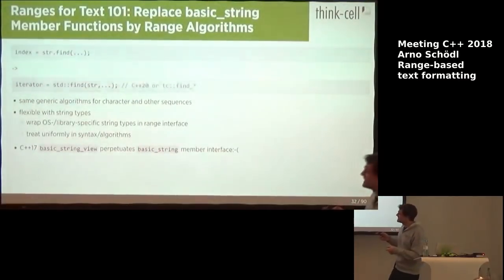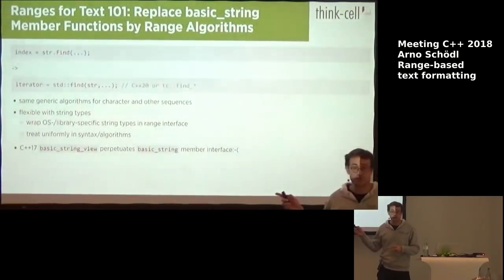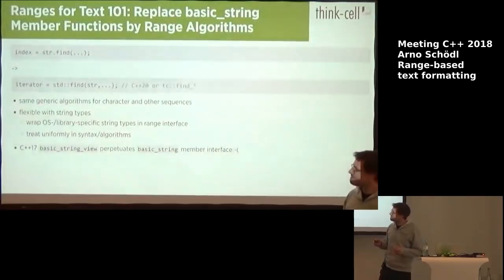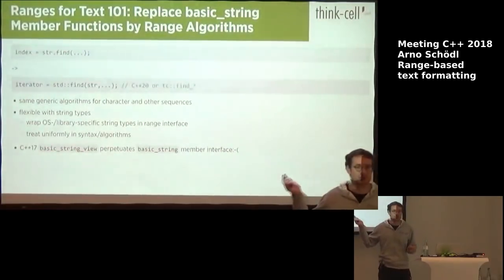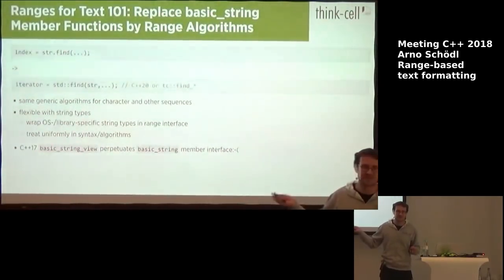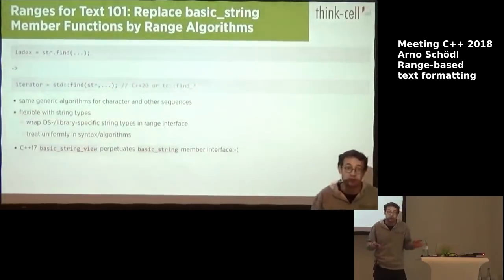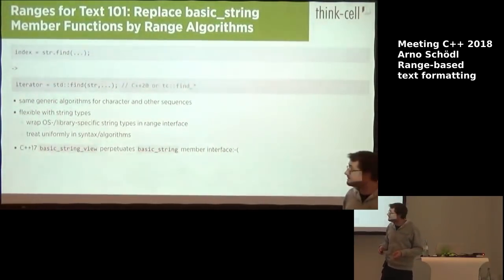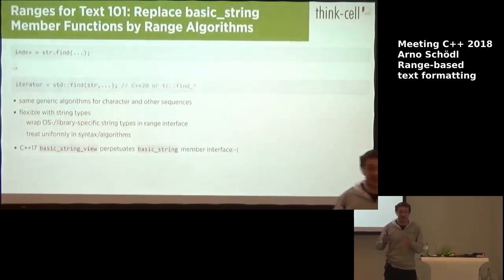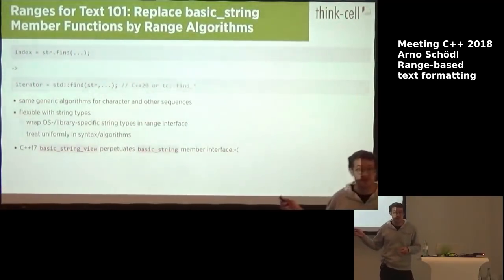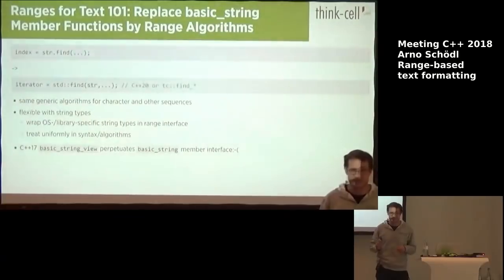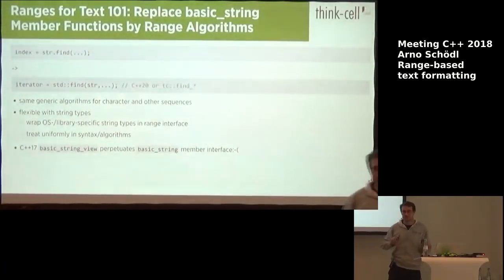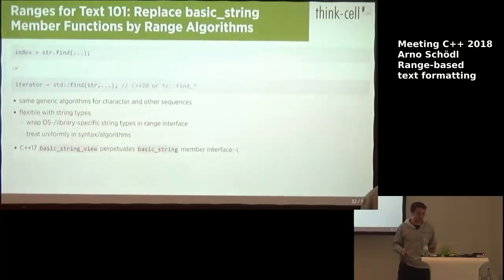Unfortunately, C++17 gave us basic string view. That's not so bad. But basic string view actually perpetuates the whole member interface of basic string. Of course, that was by design. Basic string view is meant to be a drop-in replacement for basic string. But it comes with a caveat. I would say basic string is fine. Just all that member function stuff, just don't use it. Don't go there. Go to ranges, and you'll be much more future-proof.